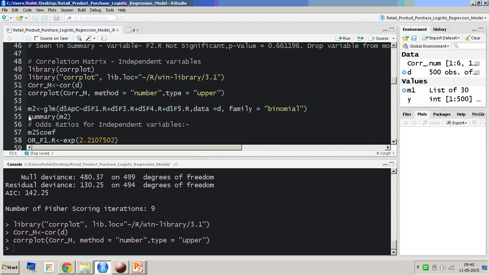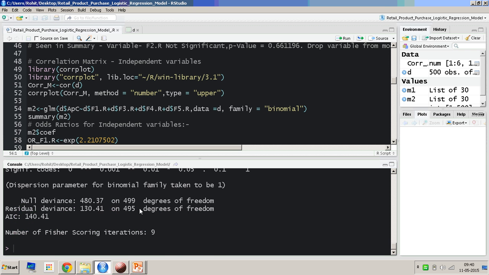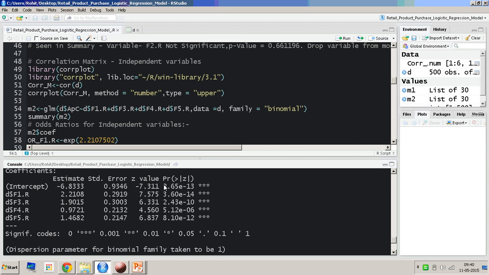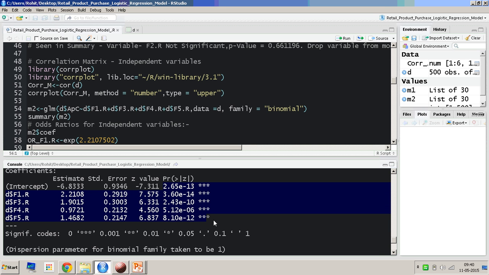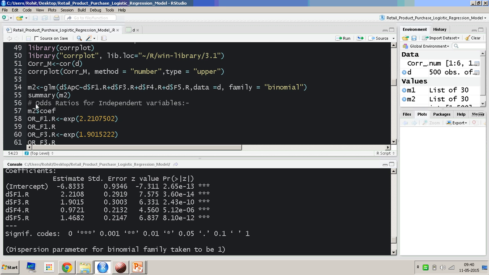So let's look at this second model wherein we've gone ahead and dropped one particular variable, and let's look at the summary now. As seen in the summary, all of these variables are showing us significant p-values. So we don't want to drop any variables going ahead as of now. And let's just say for this particular example, we stick to these two models and we don't create any other models. Okay, now let's look at something called the odds ratio for independent variables.